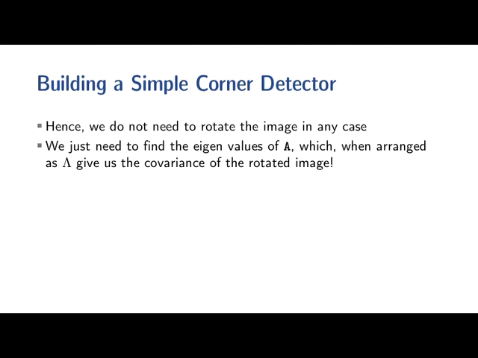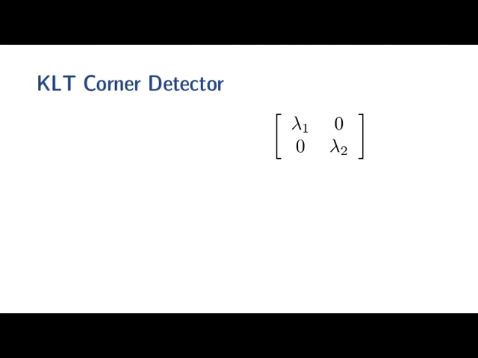Okay? So I can just decide on the eigenvalues of A. Everything has become really simple now. I mean, the motivation was long, but the final algorithm is really simple. And this leads to the KLT corner detector algorithm.